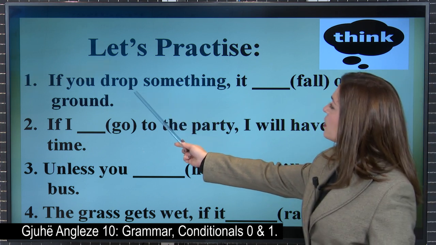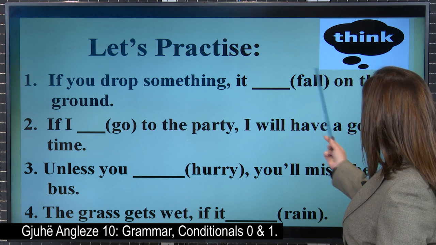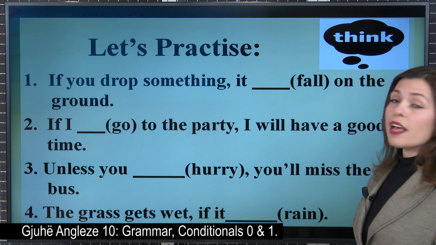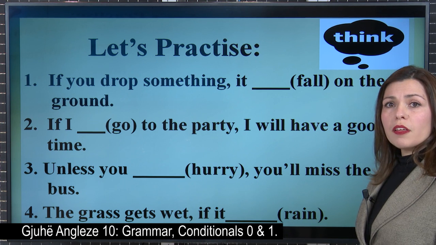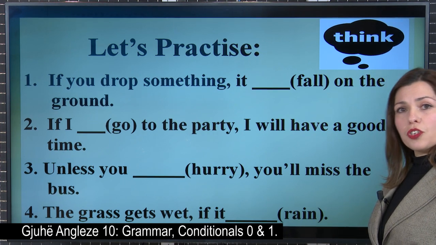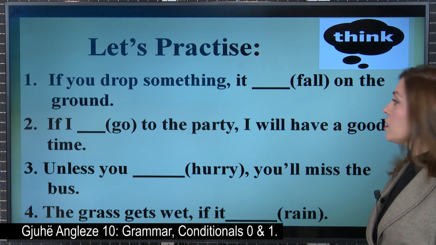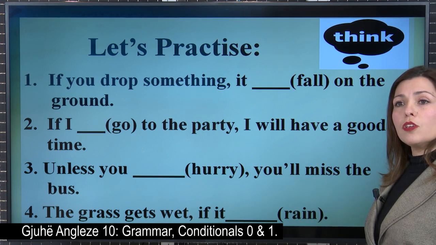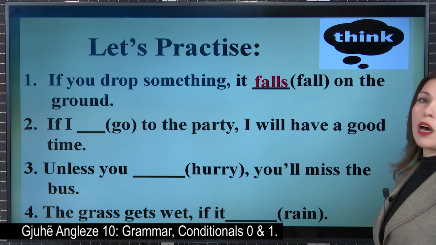If plus present simple, we have here, and the other part of the sentence, that is fall, on the ground. What is that thing that if you drop it, it falls? It's something that is a fact, that is always true. So we're talking about the zero conditional. So what did we say in the zero conditional? If plus present simple, and the other part again, present simple. So it falls. Very good. It falls on the ground.